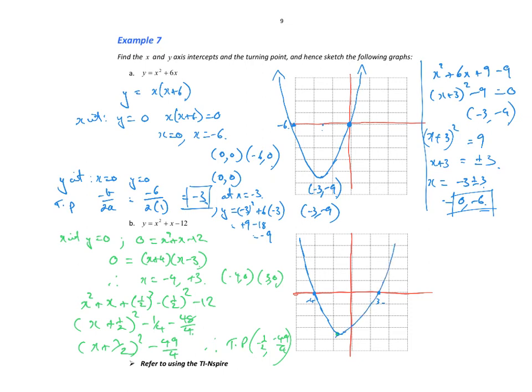The only thing we haven't worked out is our y-intercept. So if I put x equal to 0, y will equal negative 12. So (0, negative 12). So there's our key points. Slightly different approaches, but equally valid.